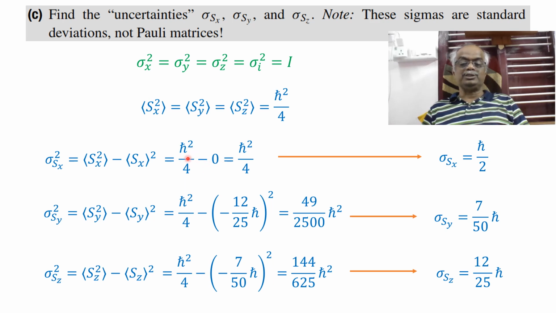So, ħ² over 4 minus 0 is equal to ħ² over 4. Then what is σ_Sx? Just take the square root, which is equal to ħ over 2.